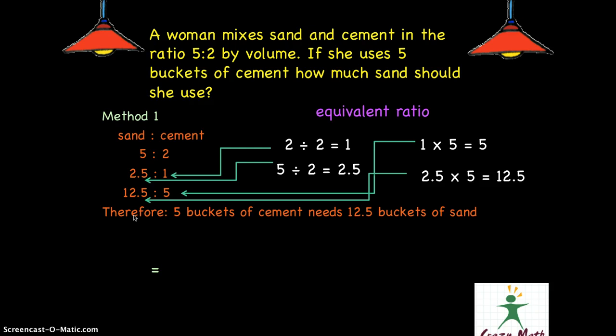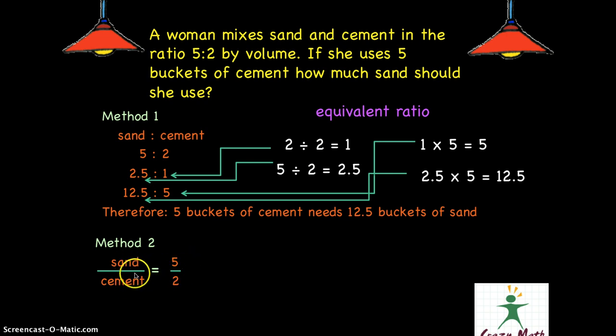The second method is to use the cross multiplication method. So if I'm writing sand, and we want cement, I've written this in another format. Instead of using the colon format, I use the fraction format. So sand is to cement. Sand is 5, so I wrote 5 over here. Cement is down here, so the 2 is over here. So in here we wrote the ratio horizontally. In here we wrote the ratio vertically.